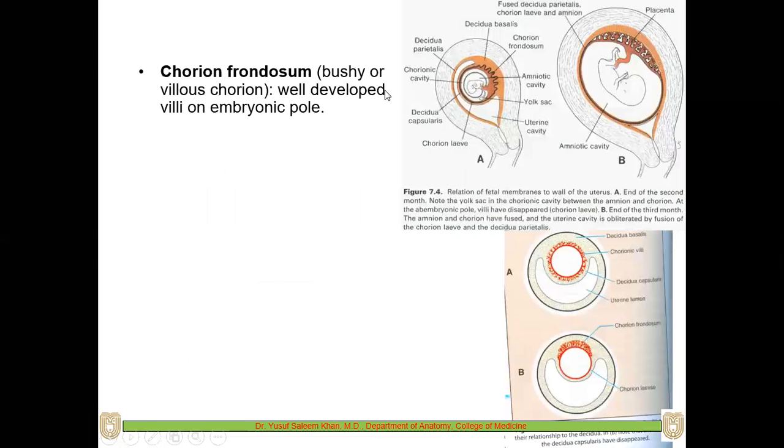Now, something called the chorion frondosum. So what is this chorion frondosum? It is the bushy chorion, the villous chorion, with well-developed villi on the embryonic pole. Initially, if you imagine the uterine cavity and take a section at this level, in the early stages, inside is the fetus. It is not shown here, but if you see here, chorion is developing on all the sides. So what chorion did you see here?